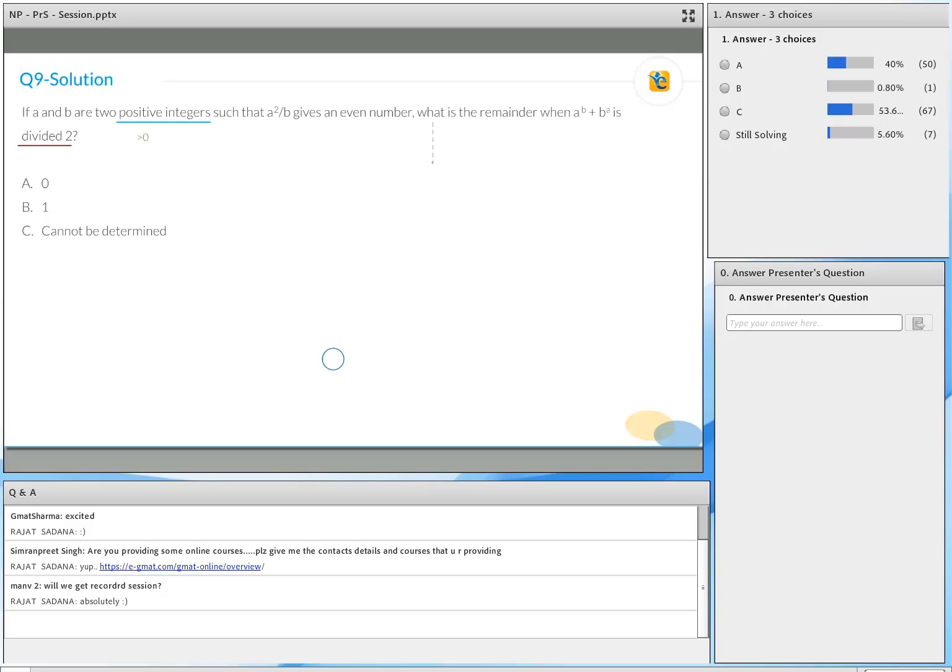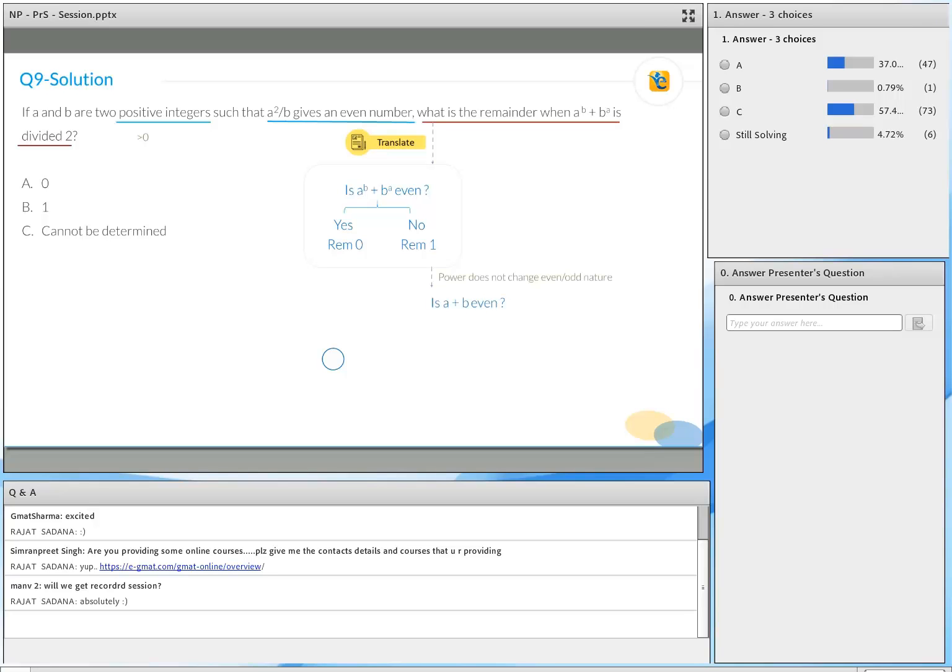So if A and B are two positive integers, so again it's the two positive integers, which means greater than 0, such that A squared by B gives an even number. Now what is the remainder when A to the power B plus B to the power A is divided by 2? So essentially what we need to figure out is, is A to the power B plus B to the power A even? Again all we are doing is translating that information. So if it is even, then the remainder is 0. If it's not even, then the remainder is 1.